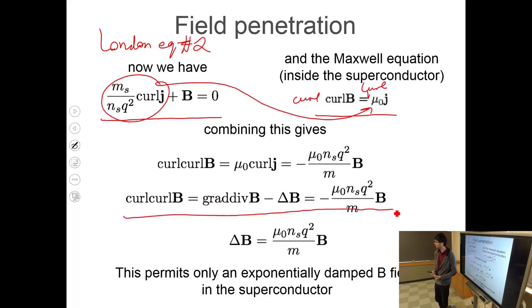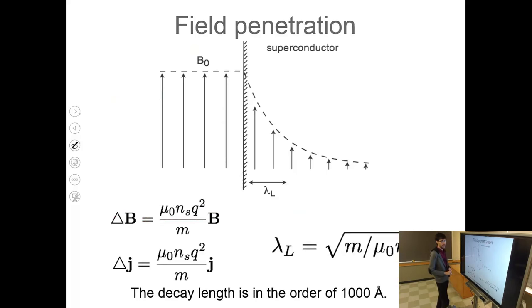And we know the solution of this equation, right? It connects the second derivative to the variable itself. It's an exponential, and because there is a minus sign between them, this is actually a decaying exponential, not a growing exponential. So this means that the field exponentially decays into the superconductor. Outside the superconductor, you have external field B0, and then as you go into the superconductor, there is a layer of a certain thickness where the field decays, but is still non-zero.